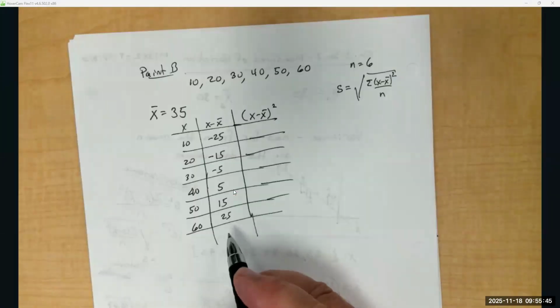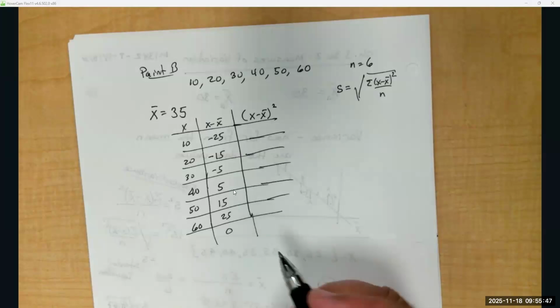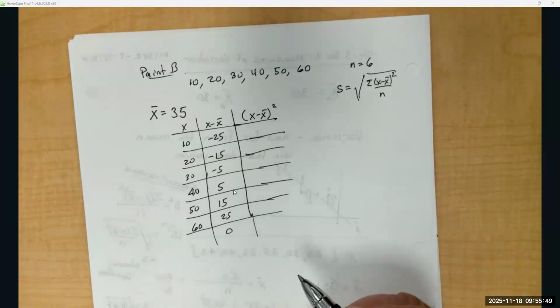So when we add this, what should it equal? Yes, if it doesn't equal 0, you did something wrong. It has to, because that way you know if it's the actual mean, it's the middle between the data points.